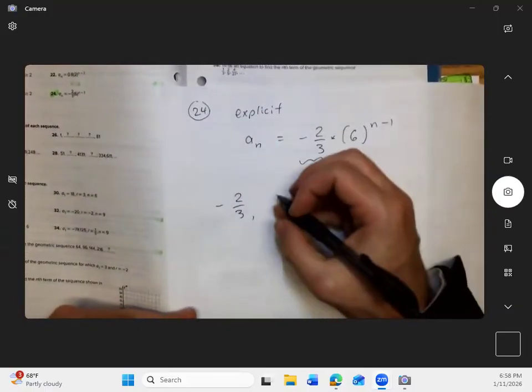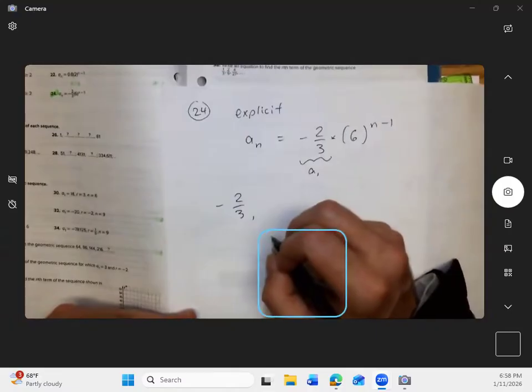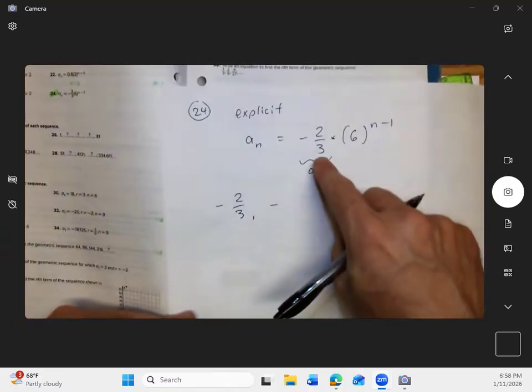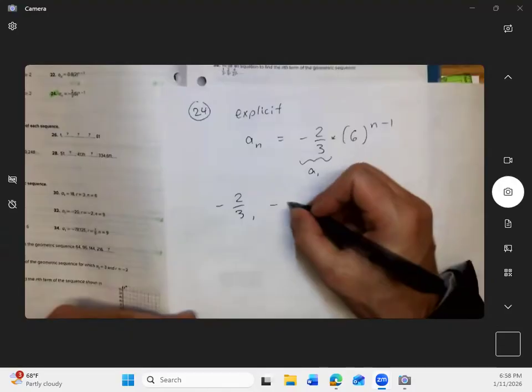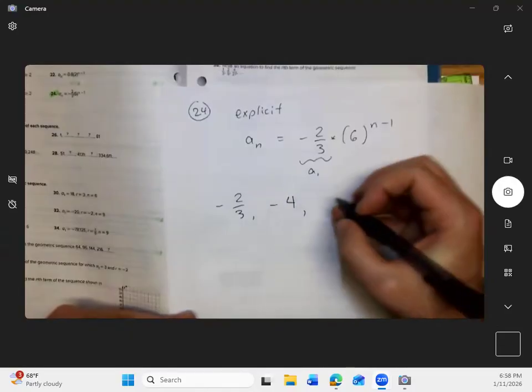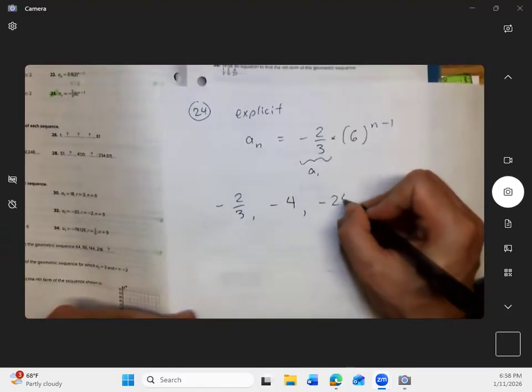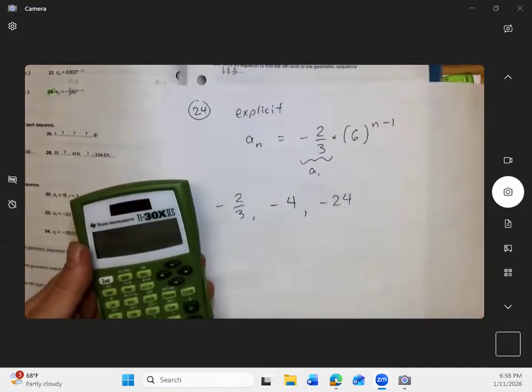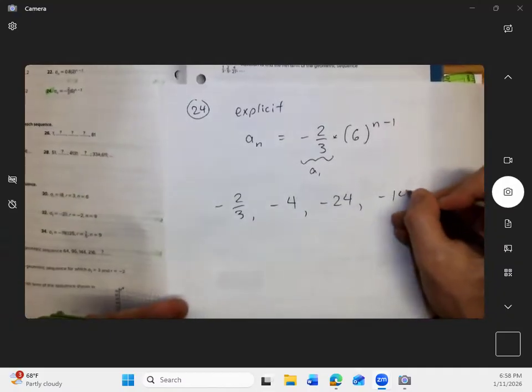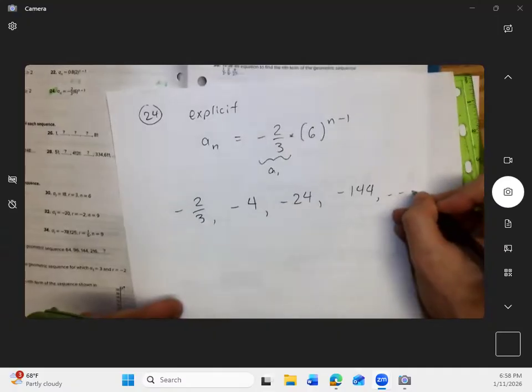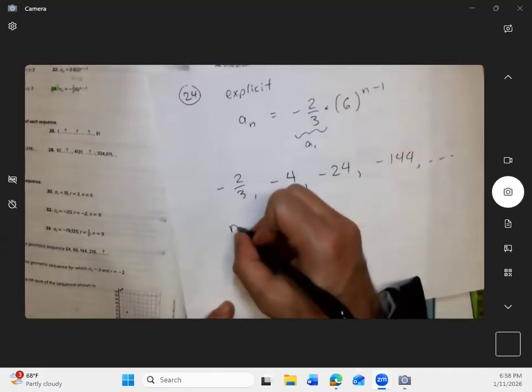So that'd be negative 12 over 3. These are all going to be negative, aren't they? Yeah, because 12 over 3 is 4, and that's negative. Okay, and then that times 6 would be 24, still negative. That times 6, got 144, dot, dot, dot. Okay. All right, so let's go recursive.